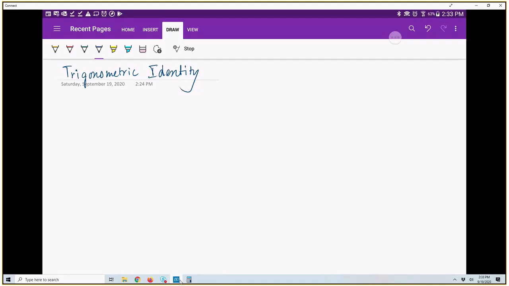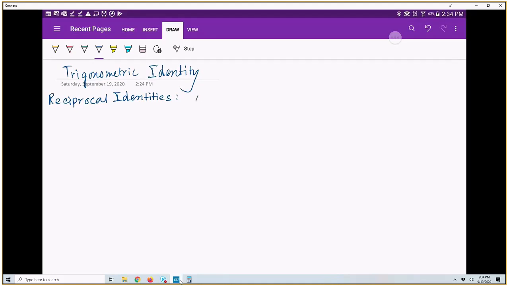Our test 3 material starts with chapter 9, and the first section we're going to cover is trigonometric identity. So we are going to first remind ourselves the basic trigonometric identities. They start with the reciprocal identity, and I'm going to write down the 6 of them. In fact, if you want to, you can actually make 12 out of these 6.